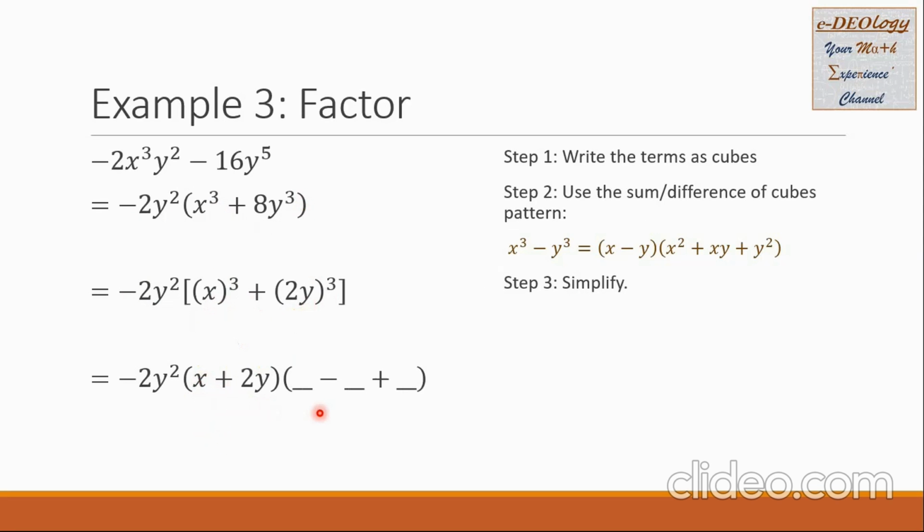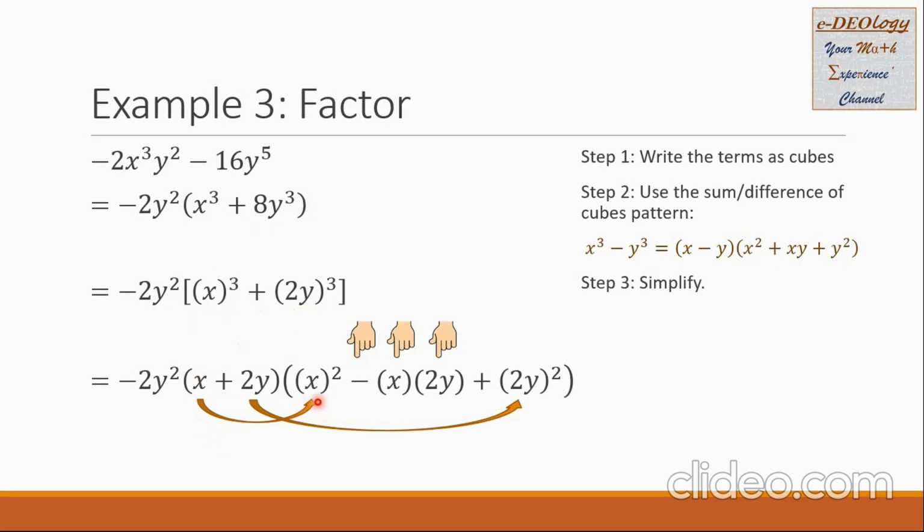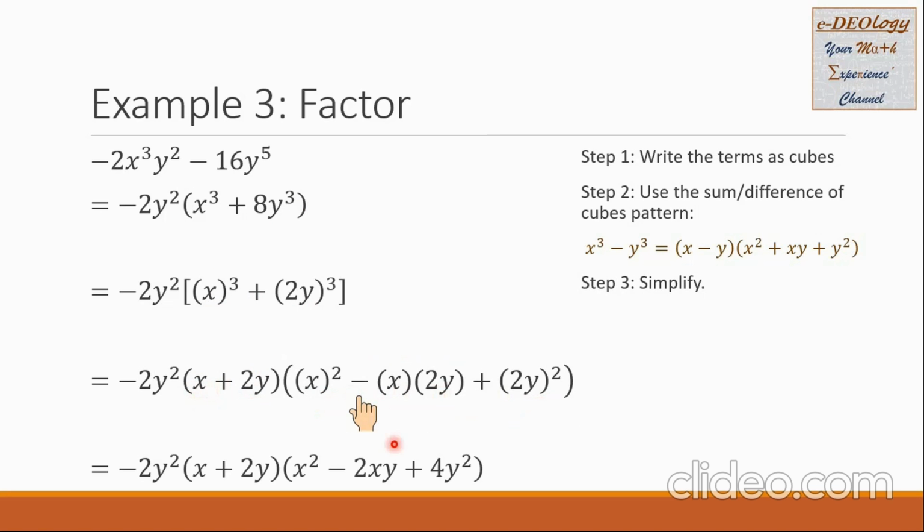For the trinomial, the first term is the square of x. The last term is the square of this 2y. The middle term is the product of the two terms of the binomial factor, but we should write the opposite sign. So all the terms are now in place. We will now simplify. I copied first the GCF followed by the binomial factor.